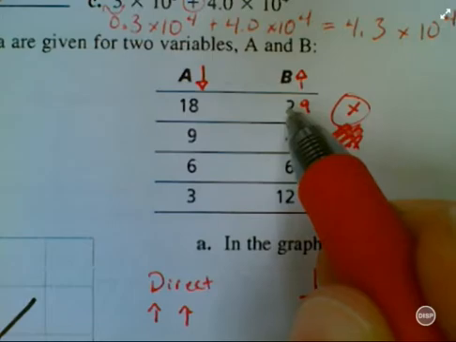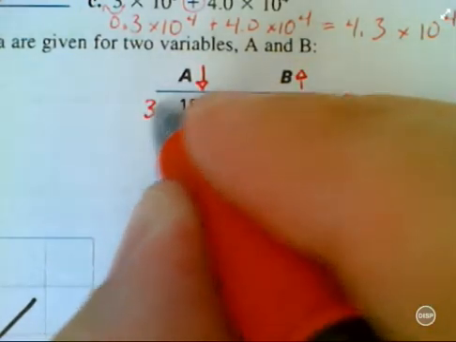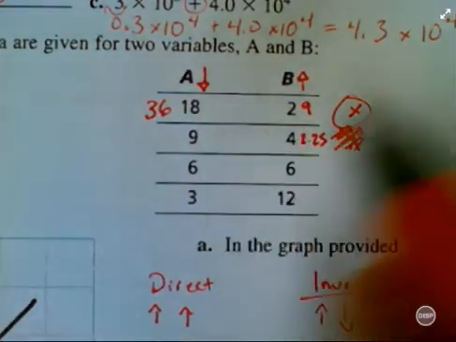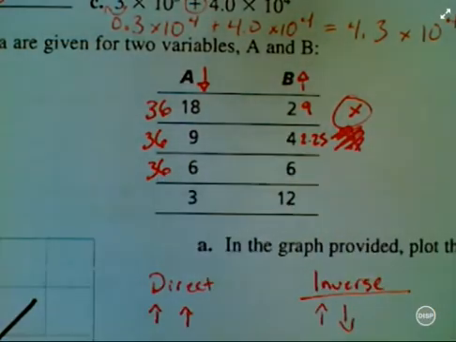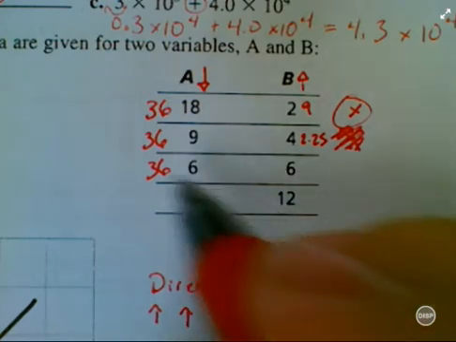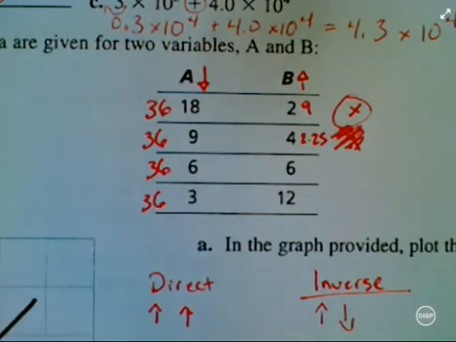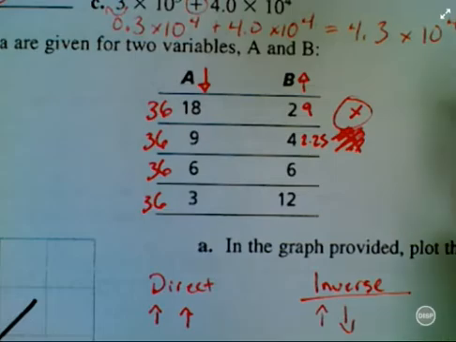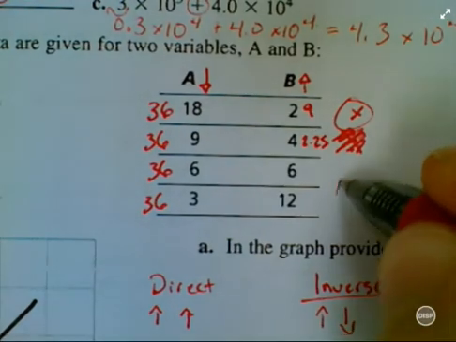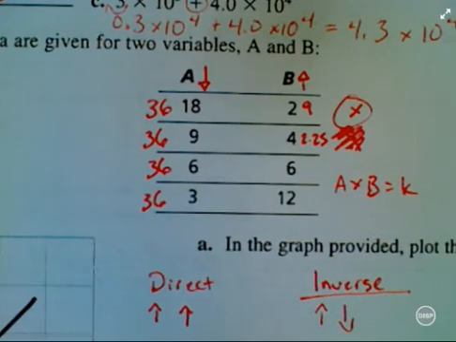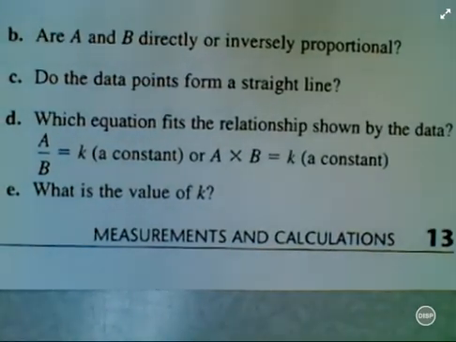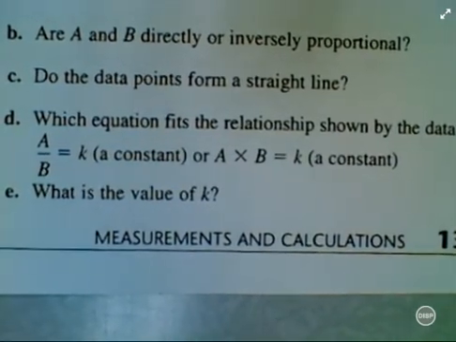Let's double check this. Let's multiply 2 by 18. That's 36. Let's multiply 4 by 9. That's 36. Let's multiply 6 by 6. That is also 36. And you guessed it, 3 times 12 is 36. And so when we multiply A times B, we get a constant. We call that constant K. And so how are we going to respond to D? We're going to respond by writing A times B equals K.